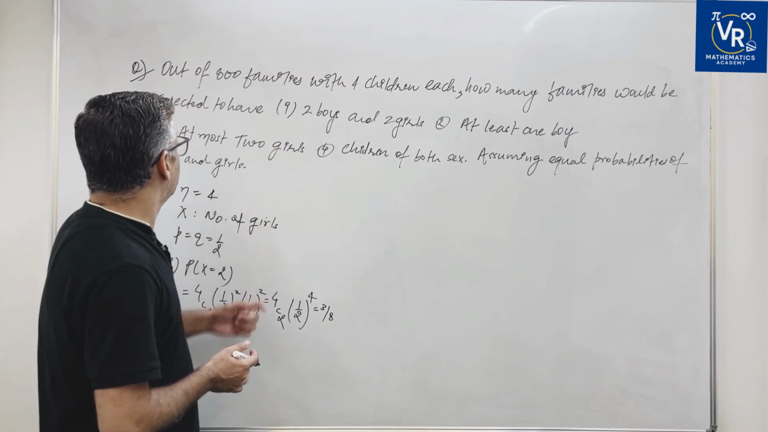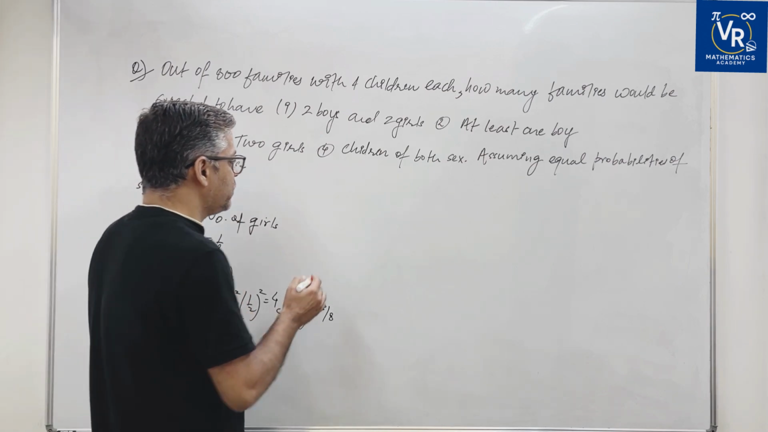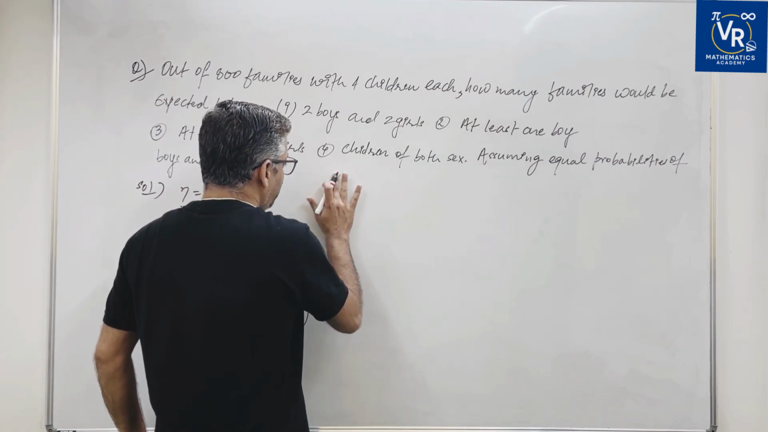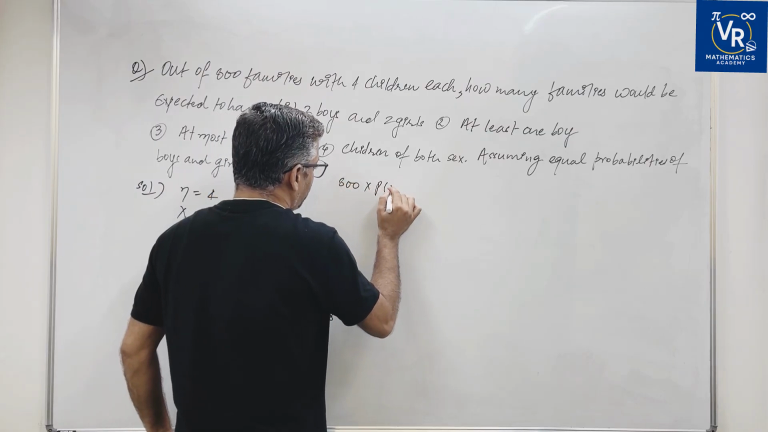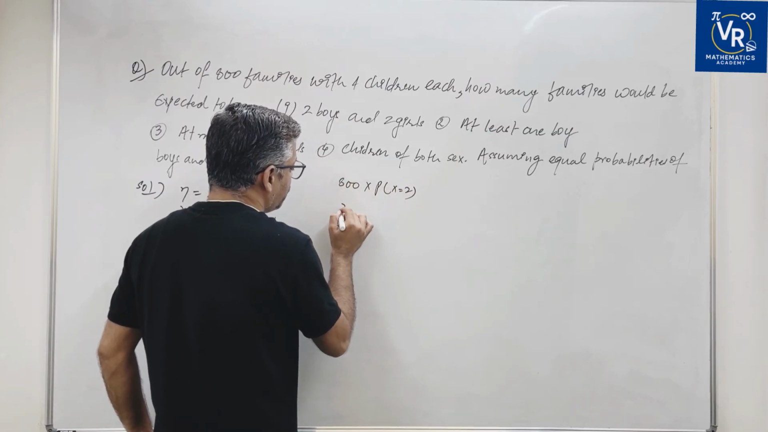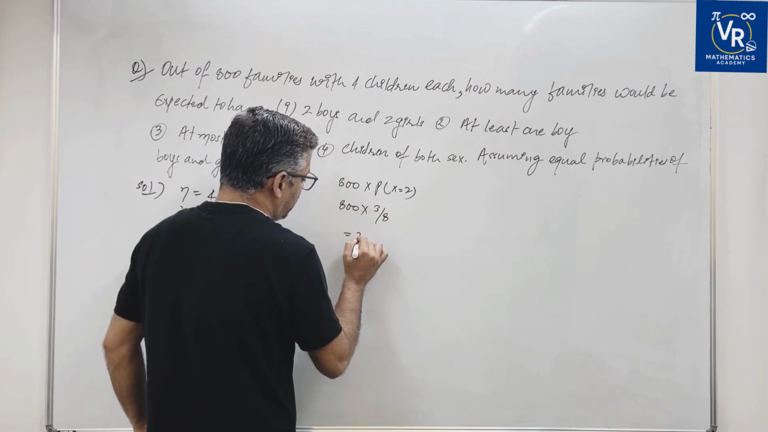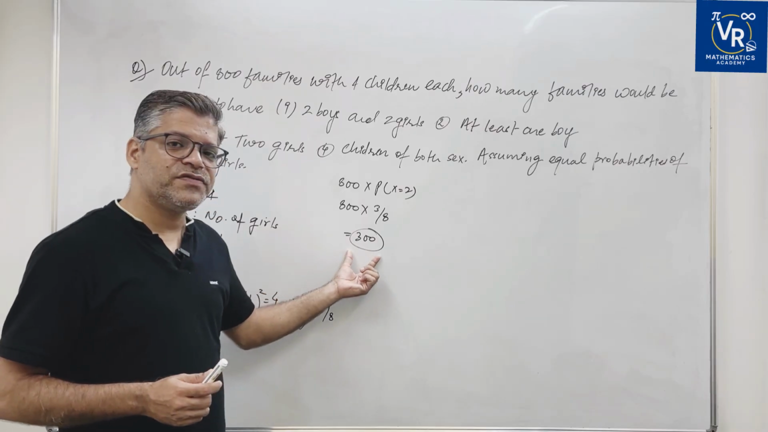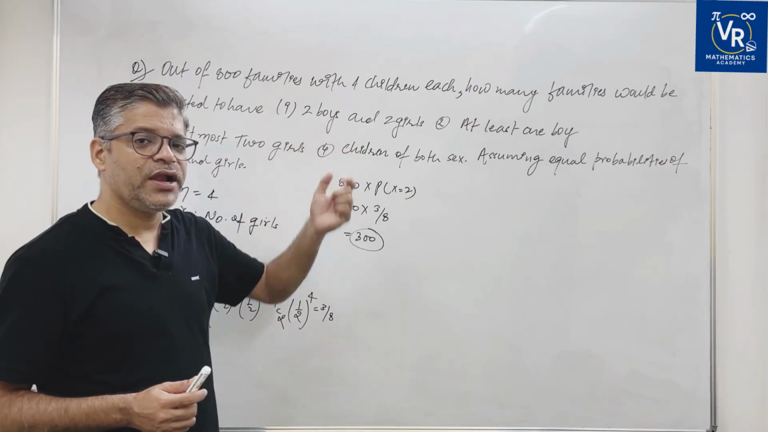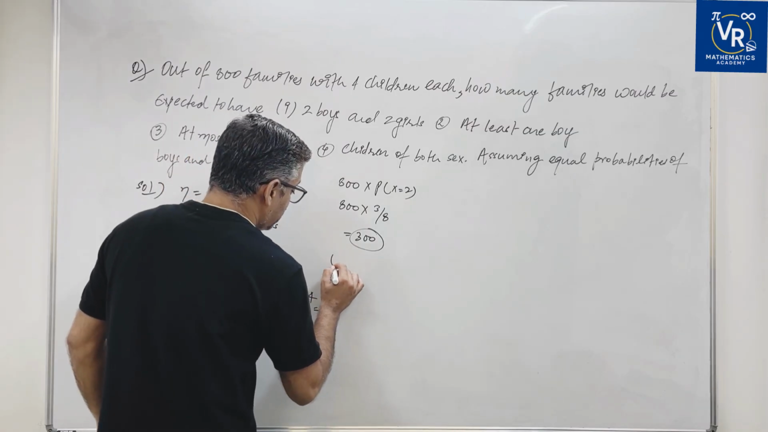So out of 800 families, the frequency is also given. So we will find out 800 multiplied by probability of x is equal to 2. That is 800 into 3/8. That is equal to 300. There are 300 such families in which we have 2 boys and 2 girls. This is the first point we found.